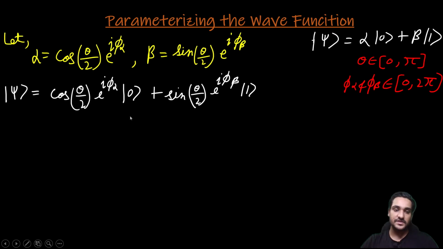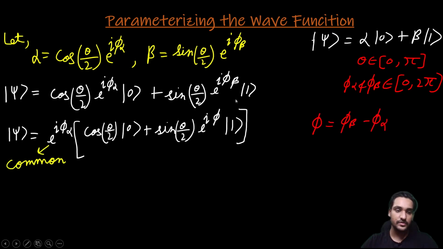So if we change the values in this classical equation, we get this equation, which is just putting these values in it. And now we are going to do some math over here. If we take this value, e to the power i phi alpha, as common from this complete equation, then here we get this part the same as this, and here we get a new variable phi, which is nothing but phi beta minus phi alpha, because when we take this thing common, we have to change over here.